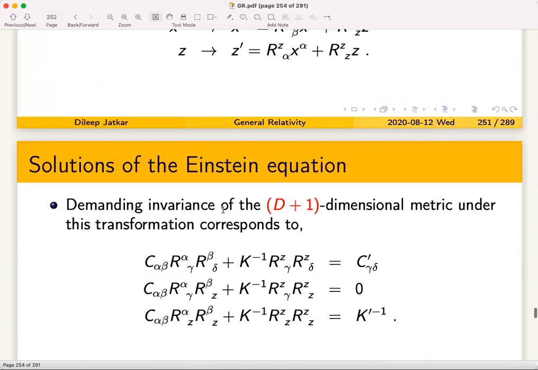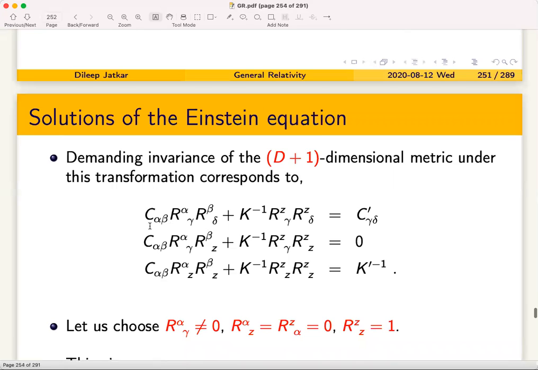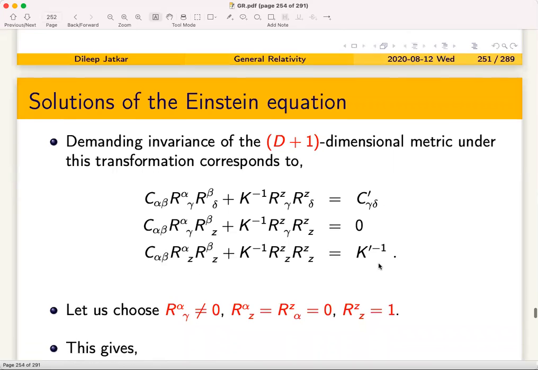That c alpha beta is related to c prime gamma delta. The component involving alpha and z continues to be 0. The one involving z gives you some k inverse kind of quantity.